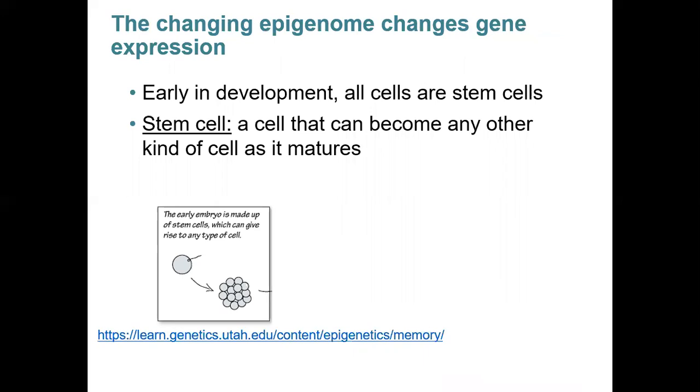Just after fertilization, an early embryo is made up of stem cells, and it'll divide a few times. So the first few cells are stem cells, and a stem cell is a cell that can become any other kind of mature cell as it matures.